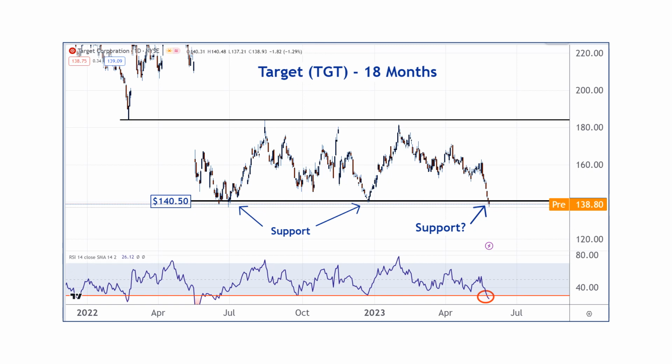Target also looked pretty compelling. The other ones didn't as much, but I like Target here.